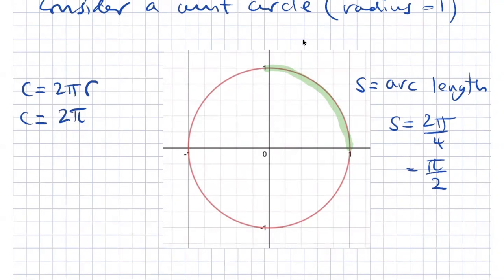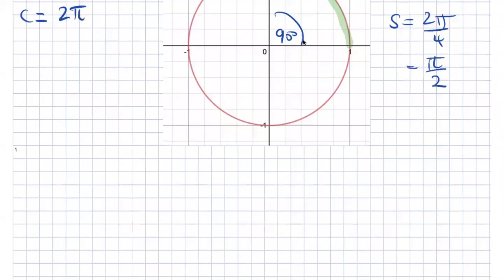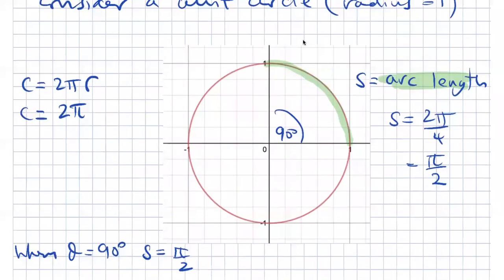So it's just another way of thinking about the circle and introducing this idea of arc length. Okay. But I want you to see that the angle, if you like, at the center of the circle for that arc is 90 degrees. So we kind of see that when, let's make a little table down here. So when theta is equal to 90 degrees, S, the arc length, is equal to pi over 2.